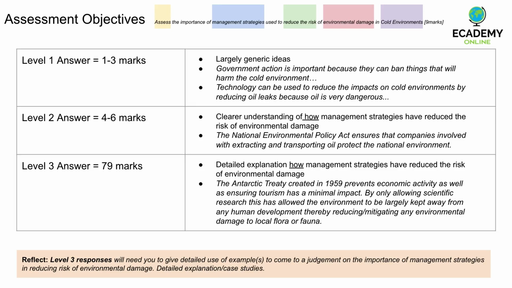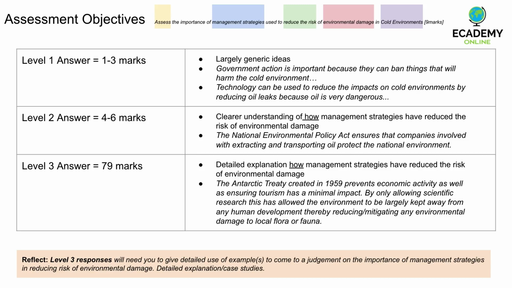For 4 to 6 mark answers, it's going to be a clearer understanding of how management strategies have reduced the risk to the environmental damage. So for example, the candidate might say something like, the National Environmental Policy Act ensures that companies involved with extracting and transporting oil protect the natural environment, but doesn't actually say how it protects the natural environment. It just talks about a specific example, so it demonstrates understanding of a particular strategy, but doesn't actually explain how it reduces the damage to the environment.